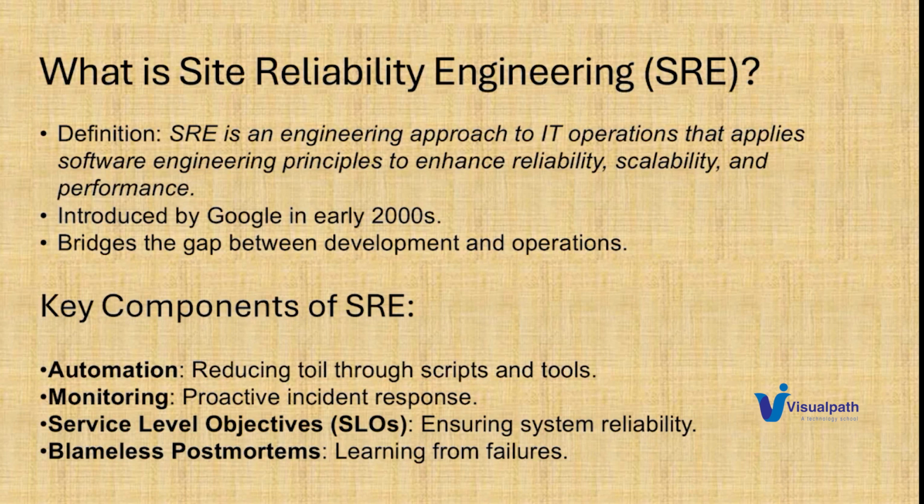So, what are the key components of SRE? Number one is automation. Number two is monitoring. Number three is SLOs, and number four is blameless postmortem. Automation we can do through multiple things, like automation tools and languages such as Python and Bash scripts. For monitoring, we have multiple monitoring tools, for example Prometheus, Datadog, and Grafana. These are the monitoring tools that we will look at.